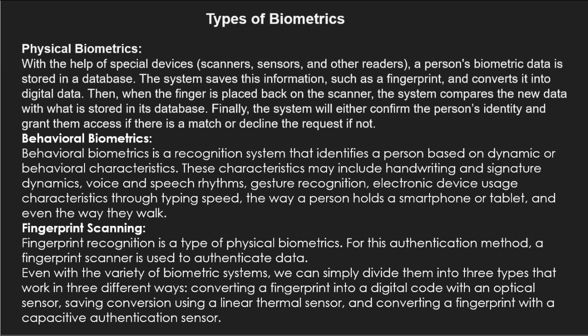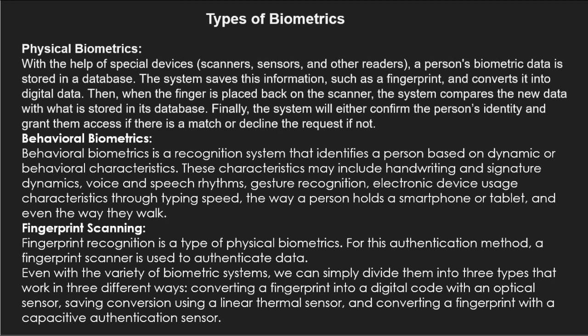Behavioral biometrics. Behavioral biometrics is a recognition system that identifies a person based on dynamic or behavioral characteristics. These characteristics may include handwriting and signature dynamics, voice and speech rhythms, gestures, and electronic device usage characteristics such as typing speed, the way a person holds a smartphone or tablet, and even the way they walk.